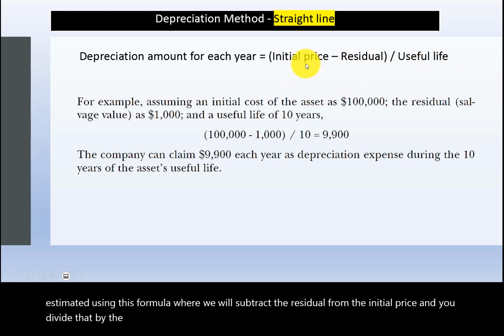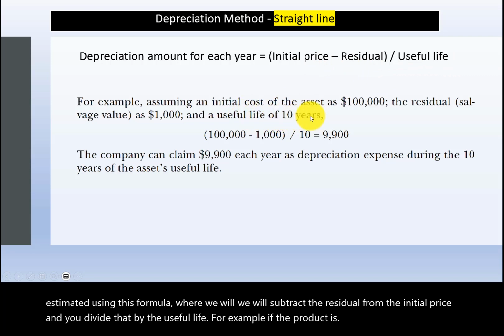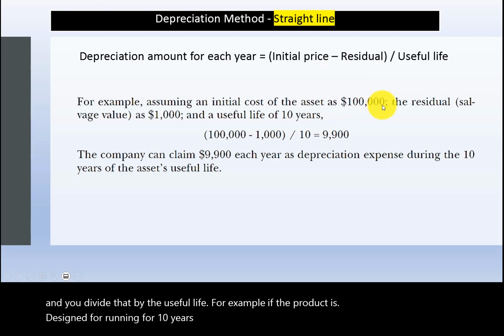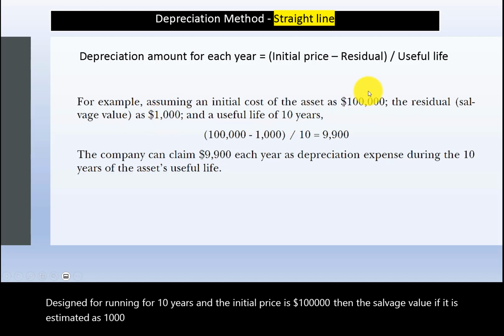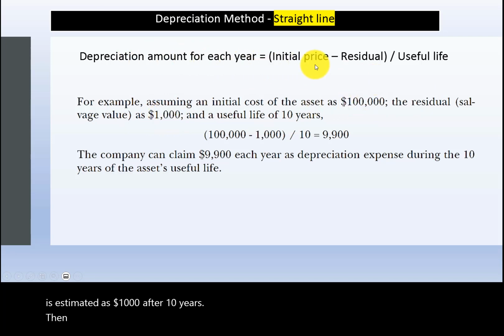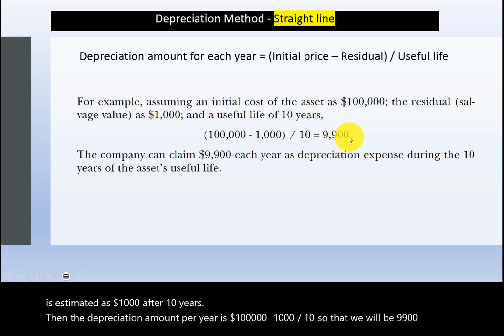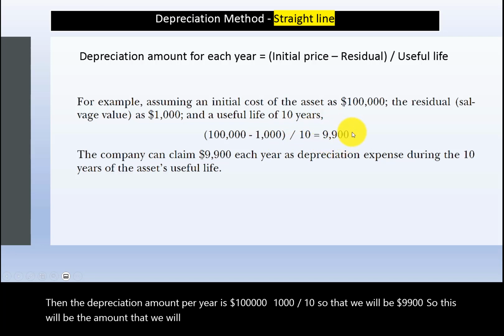For example, if the product is designed for running for 10 years and the initial price is $100,000, and the salvage value is estimated as $1,000 after 10 years, then the depreciation amount per year is $100,000 minus 1,000 divided by 10. So that will be $9,900. This will be the amount that we deduct from the value of the product every year.